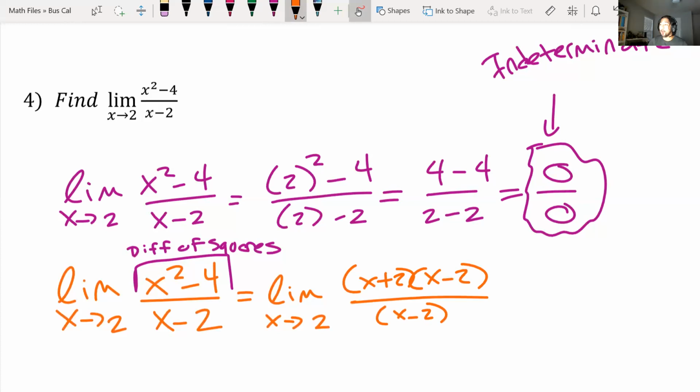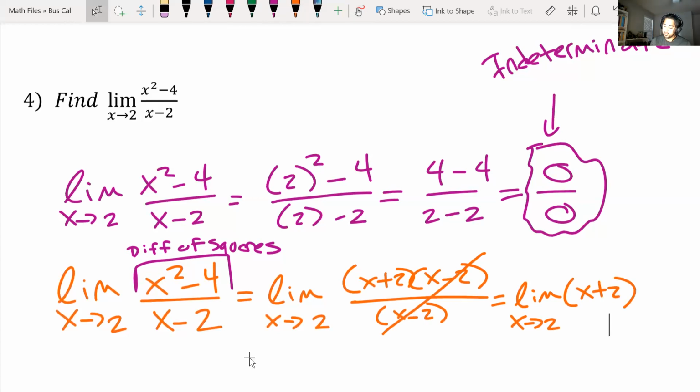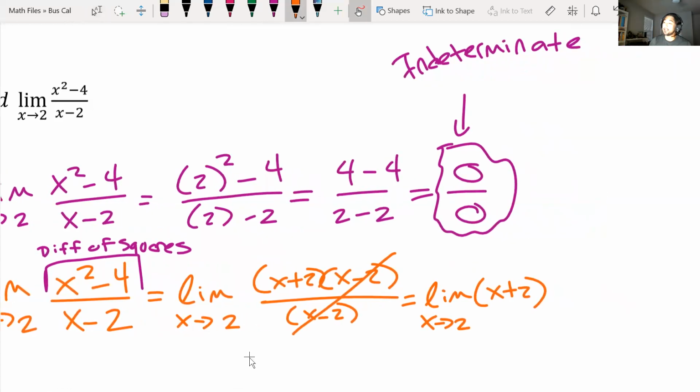And now what is going to happen? Cancel. It cancels the x minus 2, and you're left with the limit as x approaches 2 of x plus 2. And now, if I plug in 2, what is my limit going to be? 4. Now, 4 is very different from what you got in the beginning, right?